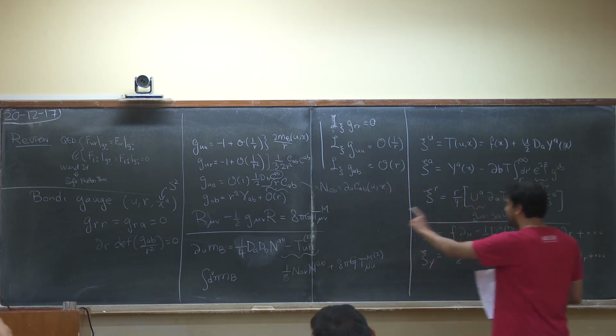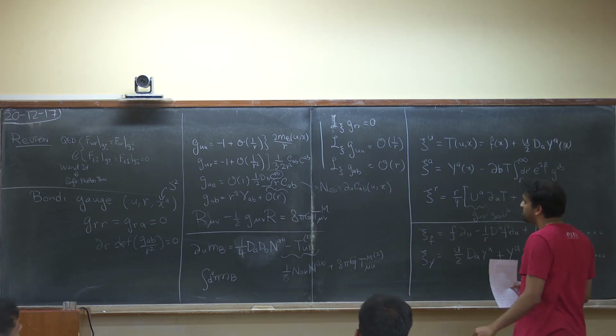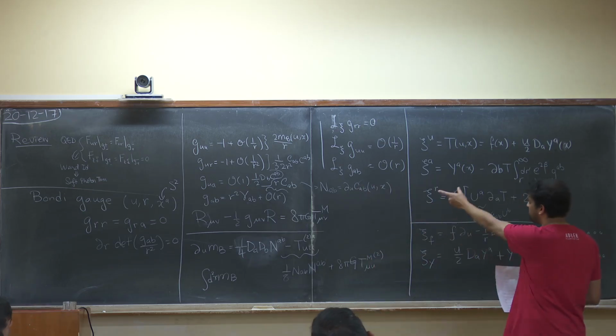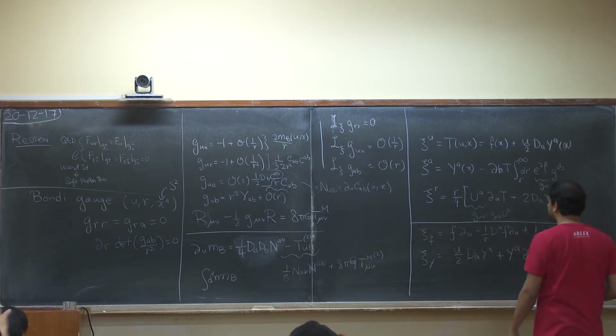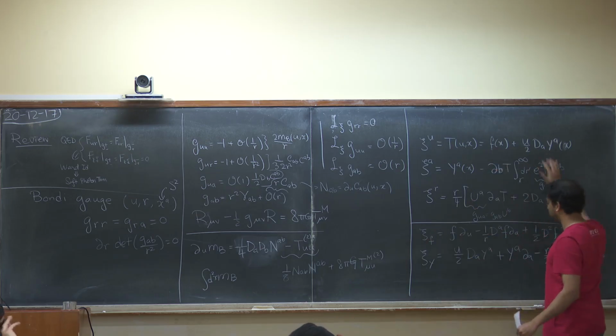But to start with, at least those seem to be the nice outer boundary conditions. Once you fix those, these are your diffeomorphisms, and that's what I mean by supertranslation. This is what I mean by superrotation.